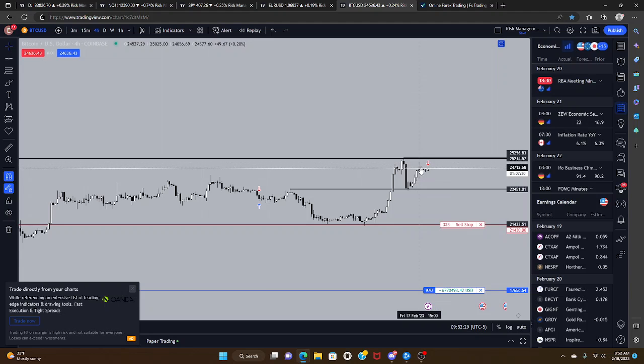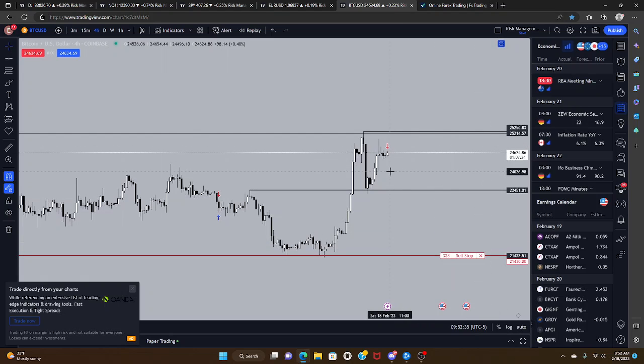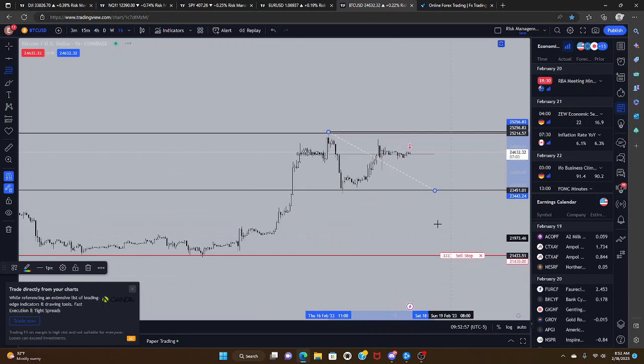But if we just kind of stall out here and start bleeding lower, then I would be looking to take profit a little bit more dynamically. And that means that if we break lower, then I would be playing bearish retracements. But this actually right here is a bearish retracement in itself. You can see, again, not perfect, but you can see it on the hourly chart.